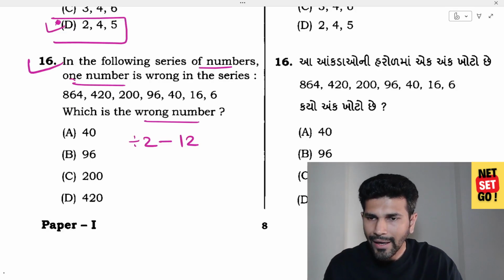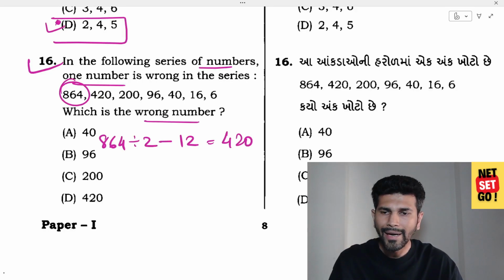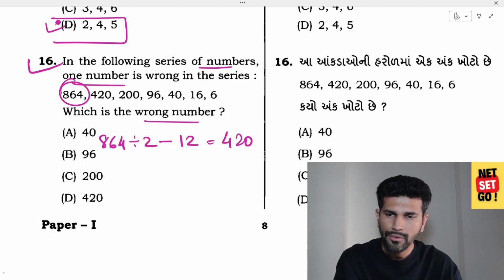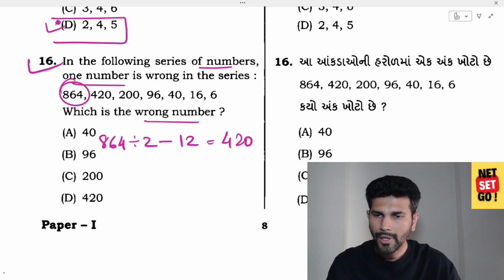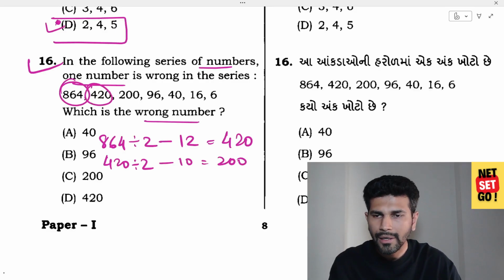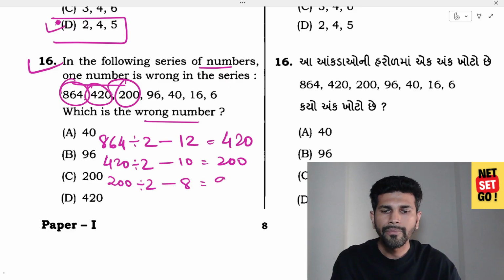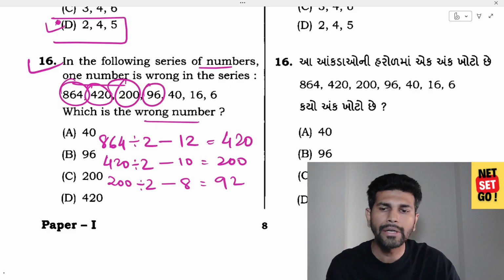For example, 864 divided by 2 is 432. 432 minus 12 is 420. Next, 420 divided by 2 is 210, minus 10 is 200, which is our next number. Now 200 divided by 2 is 100, minus 8 is 92. It should be 92 and not 96.